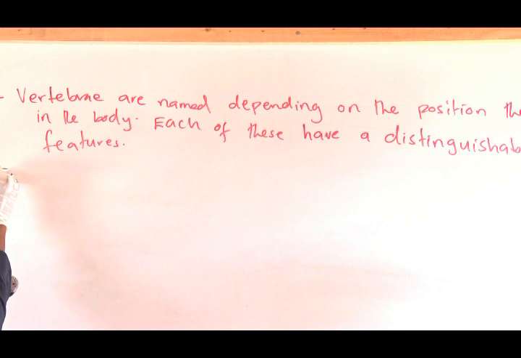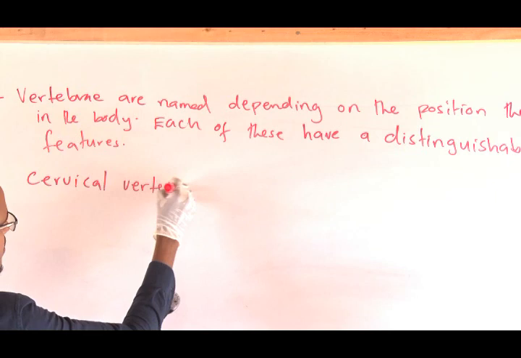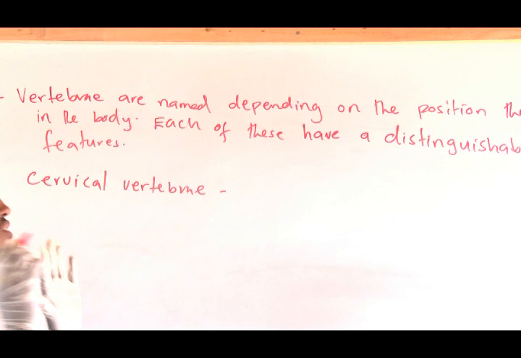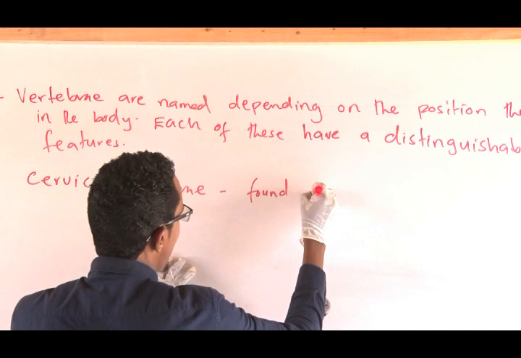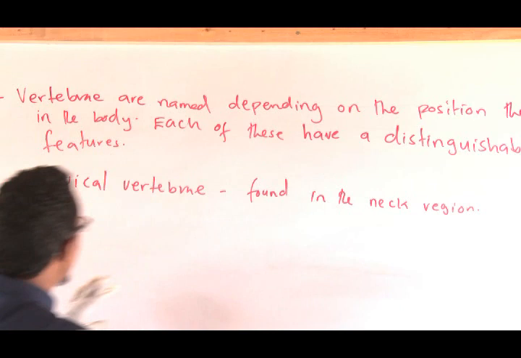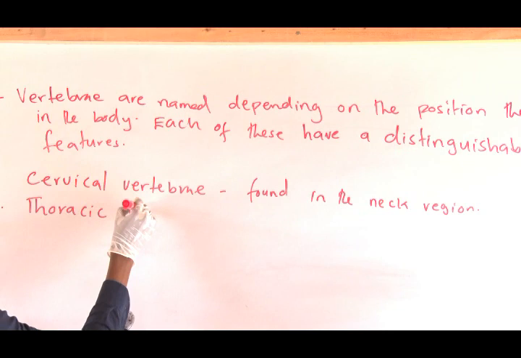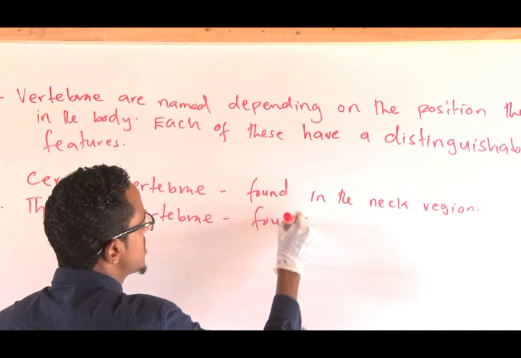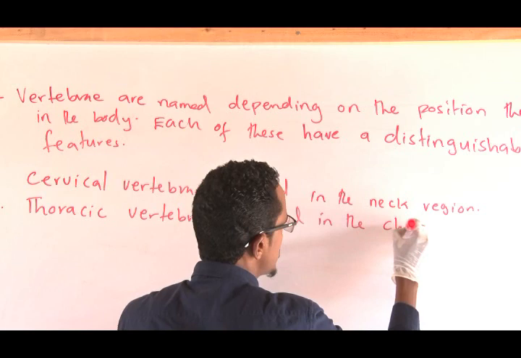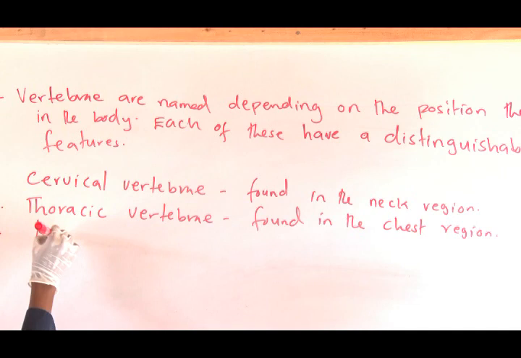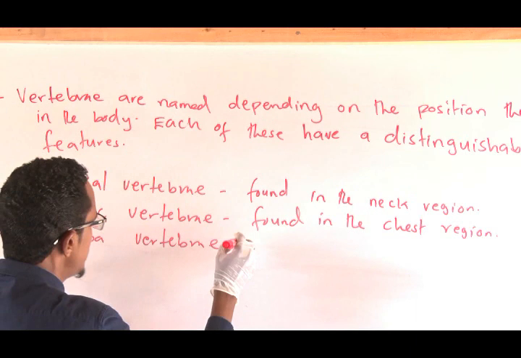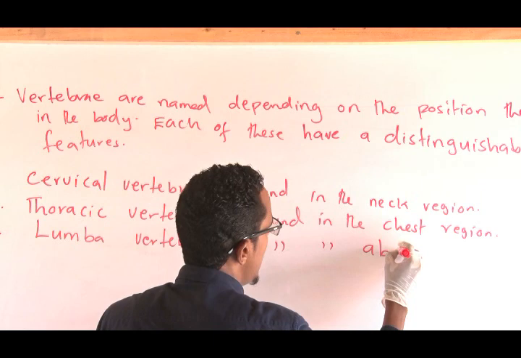Now, we have cervical vertebrae. What are they? These are the vertebrae that are found around the neck region. Two, I have thoracic vertebrae. What are they? Vertebrae that are found in the chest region. And then I also have lumbar vertebrae, found in the abdominal region.